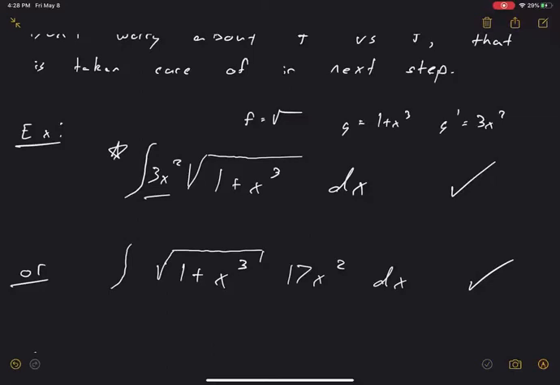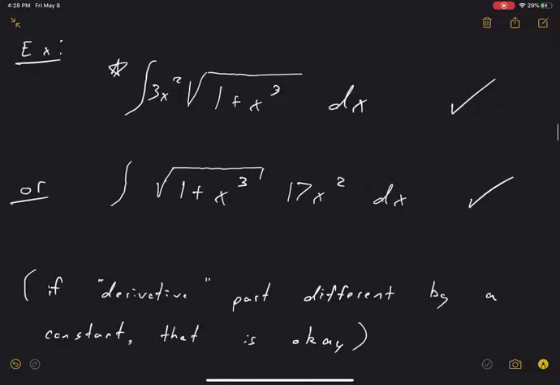And actually, we can loosen our restrictions on the g prime a little bit. This g prime doesn't have to be exactly the derivative of what's inside. It can be different by a constant. So that is displayed in this second example. Okay, I've got one function inside of another. So f is just the square root function. G is the stuff inside the square root function, 1 plus x cubed.